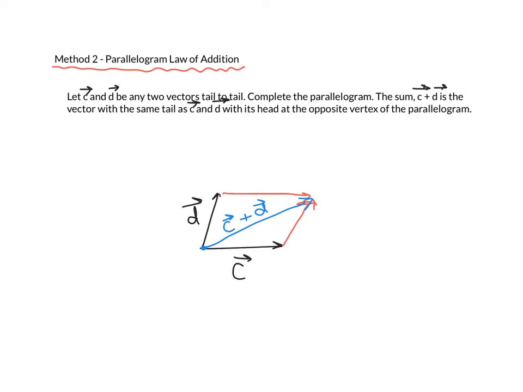Now, we can use method 1. If I show you the exact same thing with method 1, we would have vector C, and we would have to shift vector D so that it would be tip to tail, and then we can see that vector C plus D is the exact same no matter which method we use.